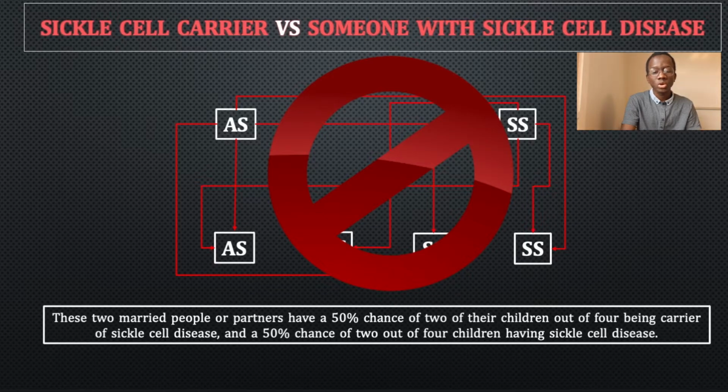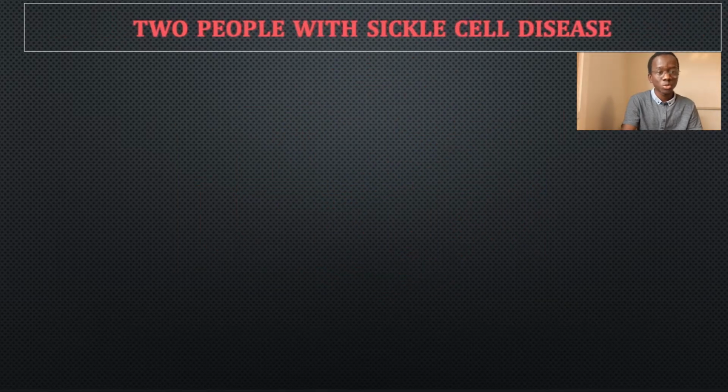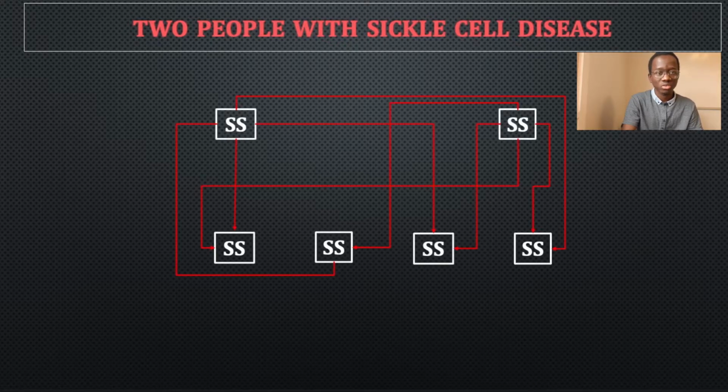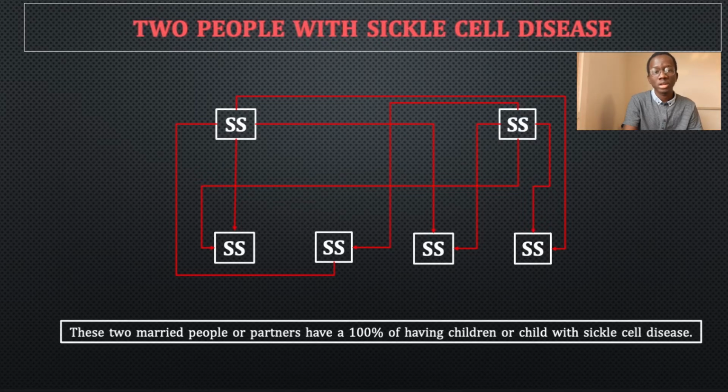The other one is two people with sickle cell disease, which is a 100% chance of having a child with the disease at the end of the day. With this, it's not recommended, and I will not recommend it. So this is where I fall in. I am an SS.